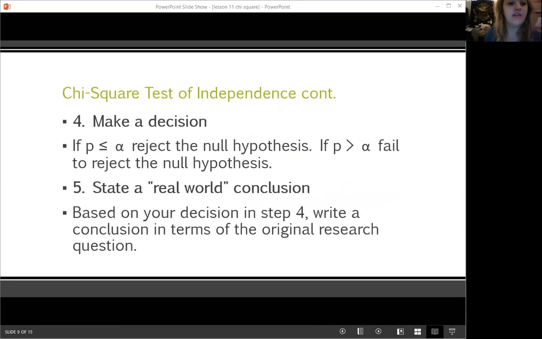Based upon that p-value, we're going to go ahead and make a decision, either reject or fail to reject our null. I hope you guys understand these two steps by now. We've talked about them a lot. And then step 5, just state that real world conclusion based upon the context of our original question. Instead of just saying that we fail to reject, we talk about what that actually means in terms of what our original question was asking us.